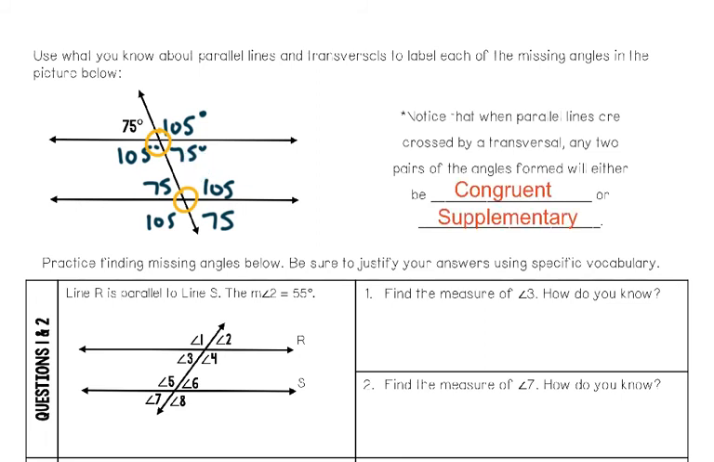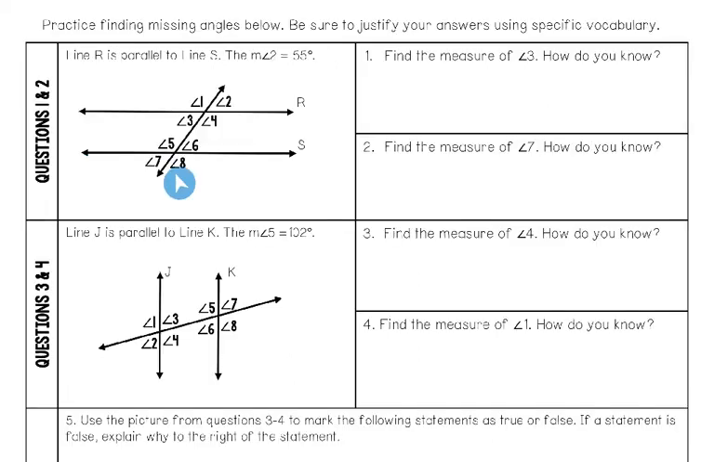The big takeaway for you should be to notice that when parallel lines are crossed by a transversal, any two pairs of the angles formed will either be congruent or supplementary. And that's it. So here's two transversals that I want you to look at and answer questions 1 and 2 and 3 and 4 by yourself. Pause the video now and then press play when you're ready to check.